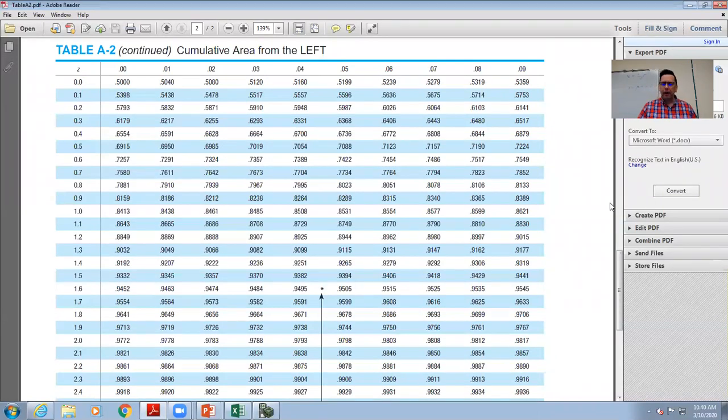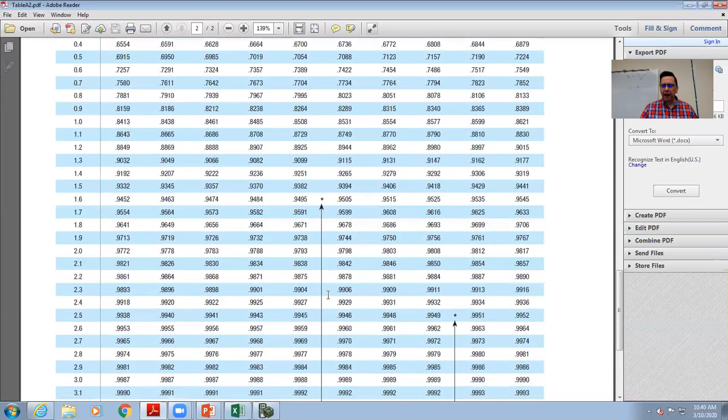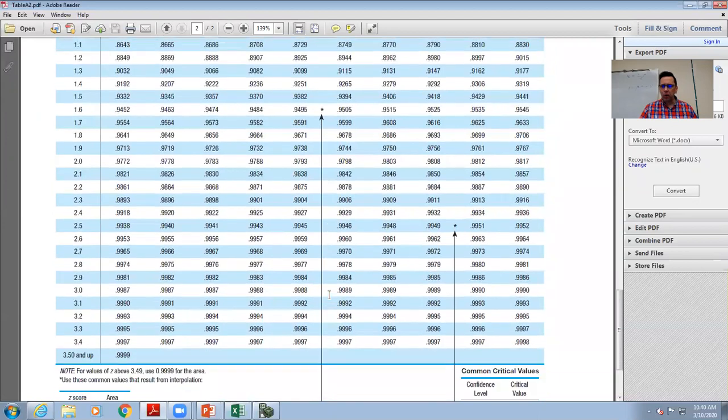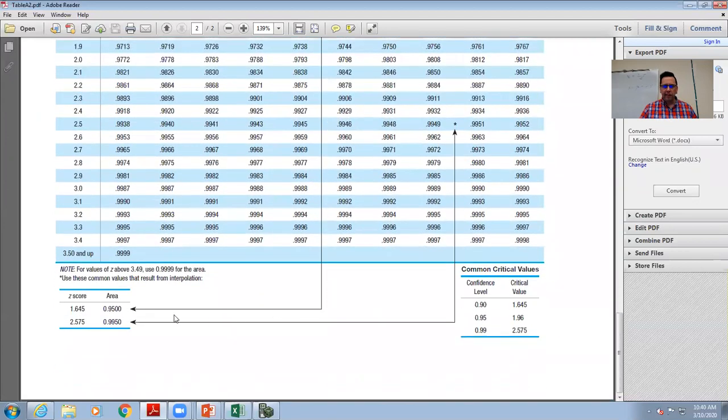However, I noticed something interesting in my table. There's a little star here right between 0.9495 and 0.9505. And if I follow this arrow, there is a note that says that the z-score that goes with area of 0.9500 is 1.645. That is a common z-score that we're going to be using all the time. In fact, I see it over here too.